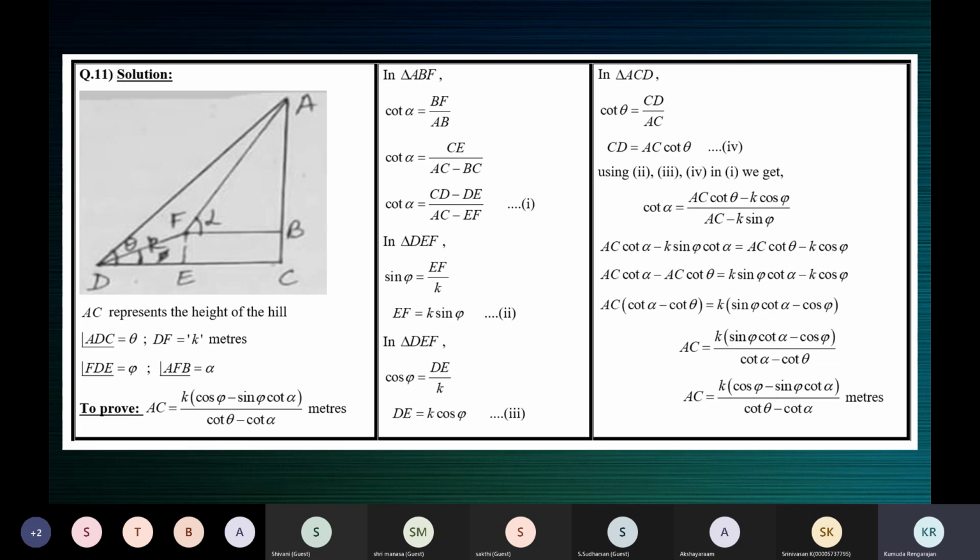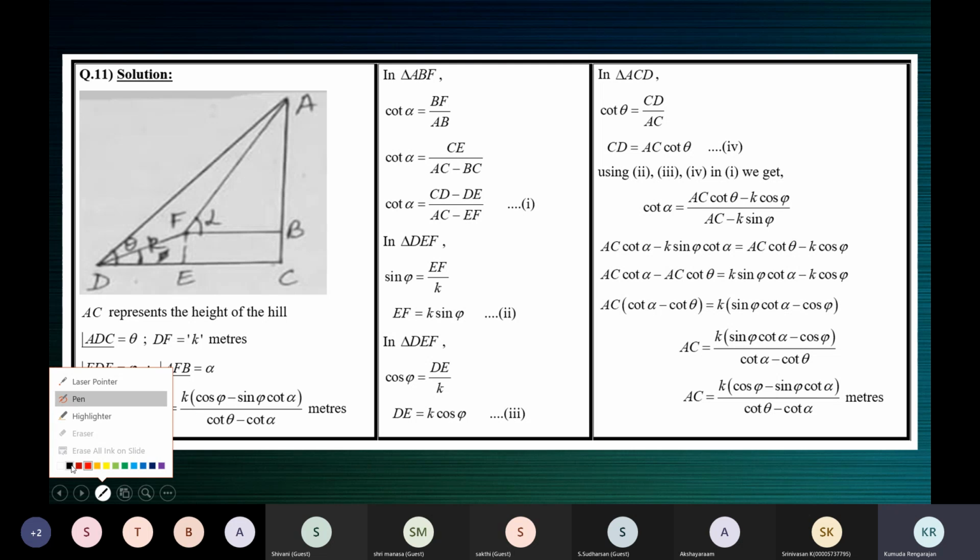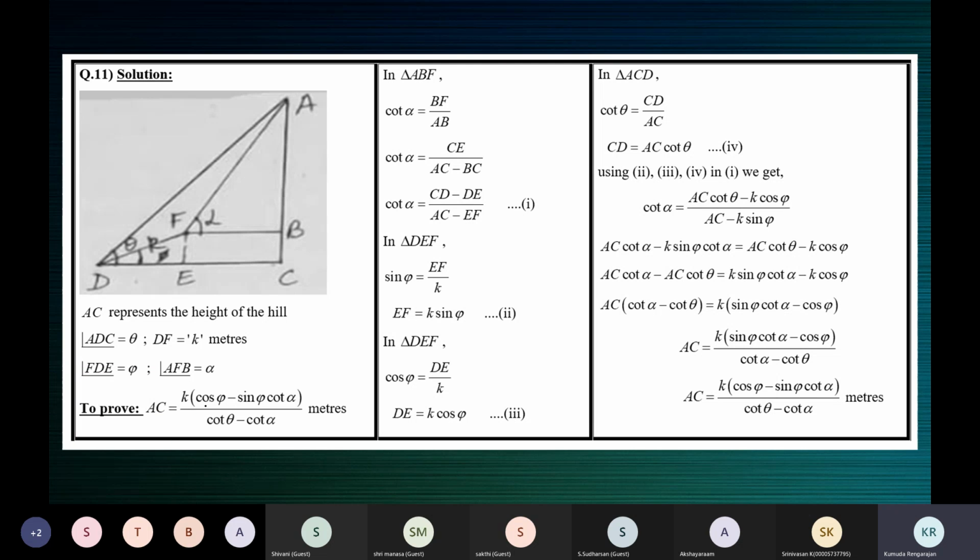Now when it's a standard question like this, you have to see what ratios are needed in the result. We need cos phi, sin phi, cot alpha. So for phi, we need cos phi and sin phi. For alpha, we need only cot alpha. And for theta, there are three angles here: theta, phi, and alpha.